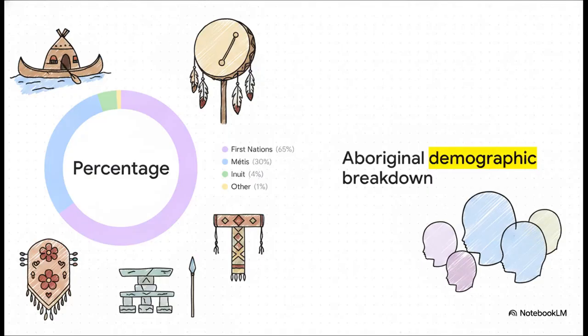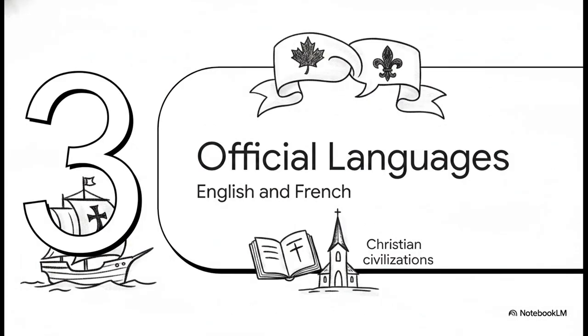You need to lock these exact demographic percentages right into your memory for exam day. 65% are First Nations, 30% are Métis, and 4% are Inuit. Know these numbers cold. All right, Section 3, Canada's official languages, English and French.